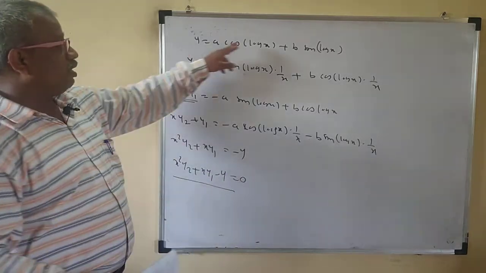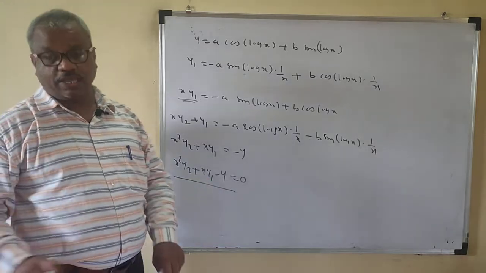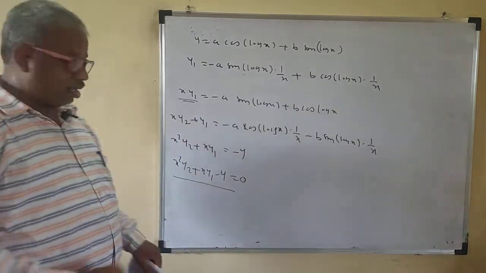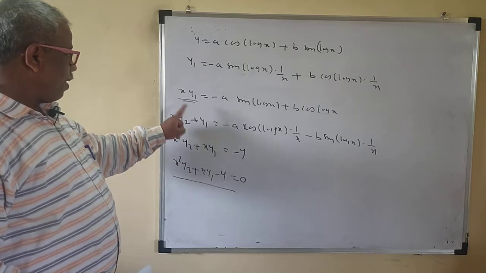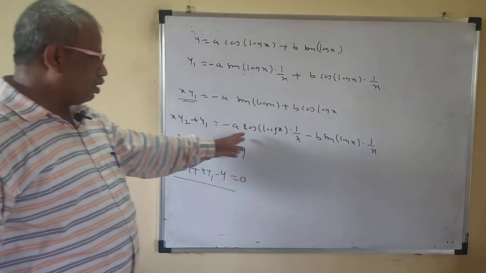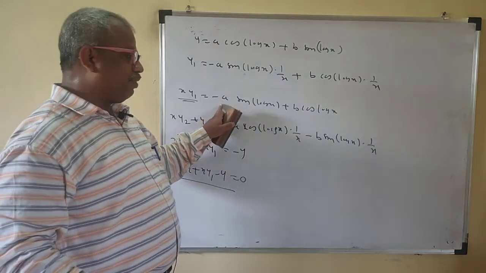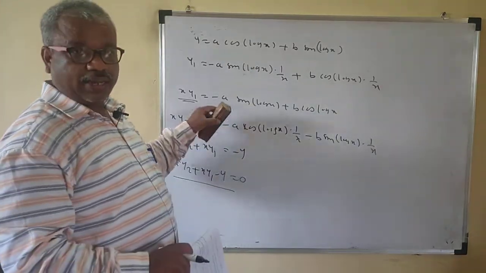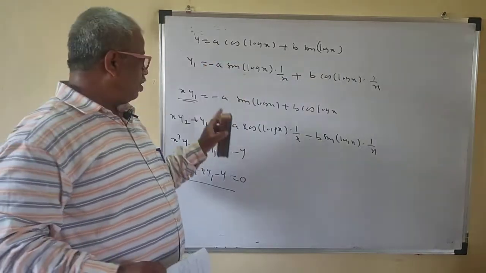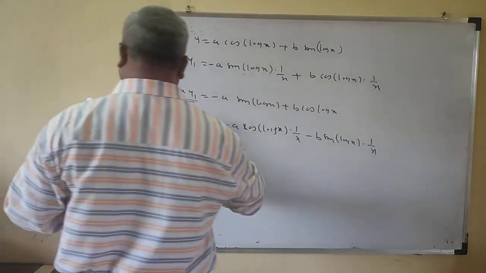That means this is x square y2 plus x y1 minus y. If both are a, then directly you can write this as minus a, minus y. If a and b are the same, then this will be minus y then. Remember this.